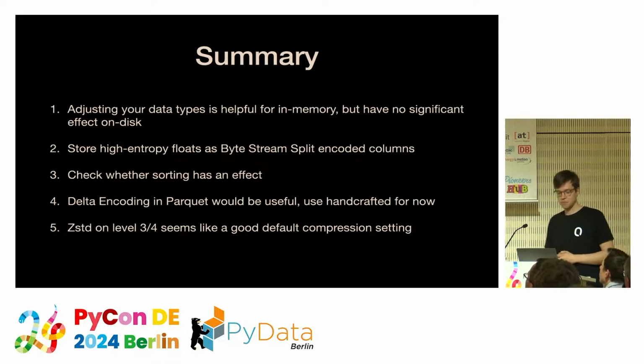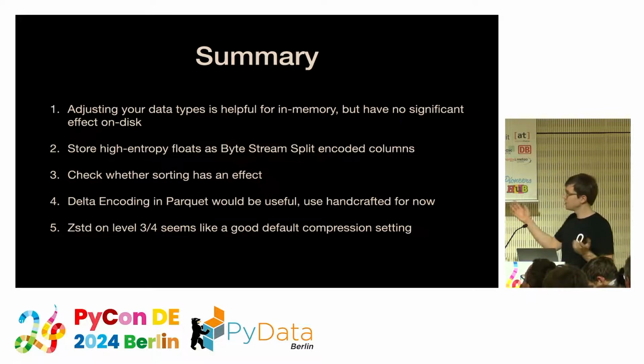Overall, you don't need to adjust your data types. Just use what you want to use in memory. Byte stream split encoding is a useful addition, but it's probably only for your predictions. You should check sorting beforehand, but don't do it unnecessarily. Delta encoding in Parquet is really going to help your data. You can do it manually, or you can maybe start and contribute it because it will be useful. Otherwise, set Zstandard to level 3 or 4, sometimes 5 is really good.